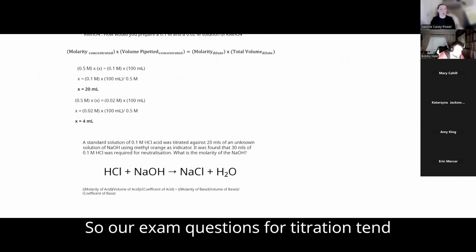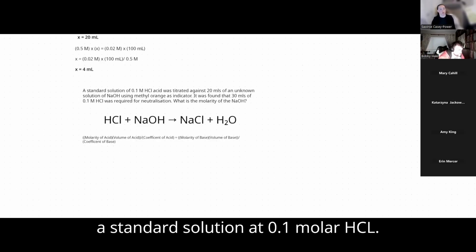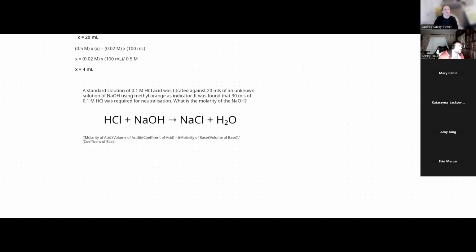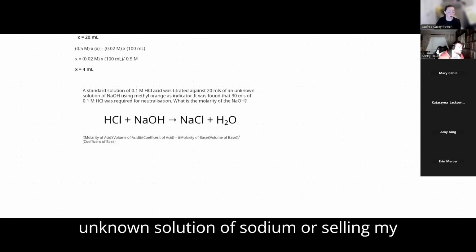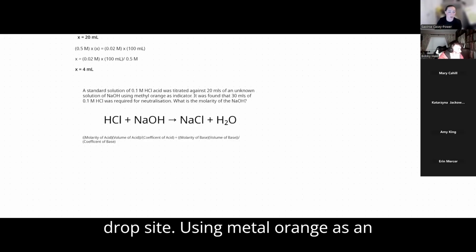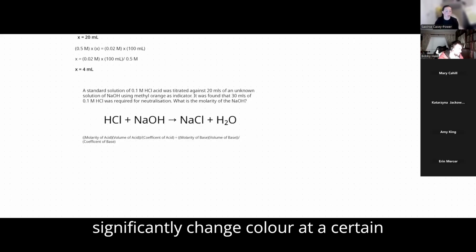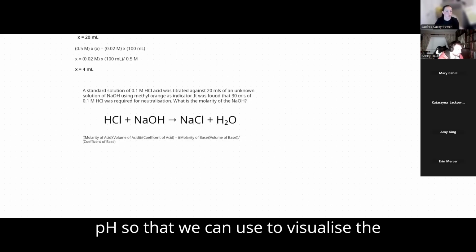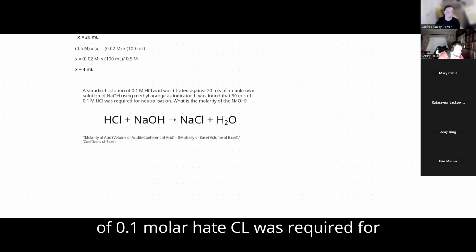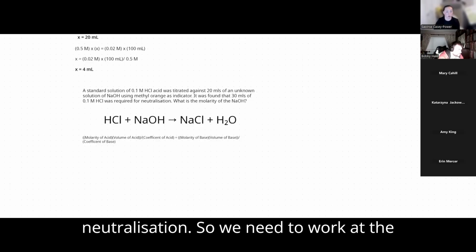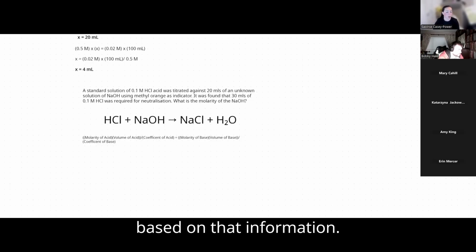So our exam questions for our titrations tend to look like this, okay? So we have a standard solution of 0.1 molar HCl. So we titrate that against 20 mL of an unknown solution of sodium hydroxide, using methyl orange as an indicator. So the indicator will significantly change colour at a certain pH, so that's what we can use to visualize the endpoint. It was found that 30 mL of 0.1 molar HCl was required for neutralization. So we need to work out the molarity of your sodium hydroxide based on that information.